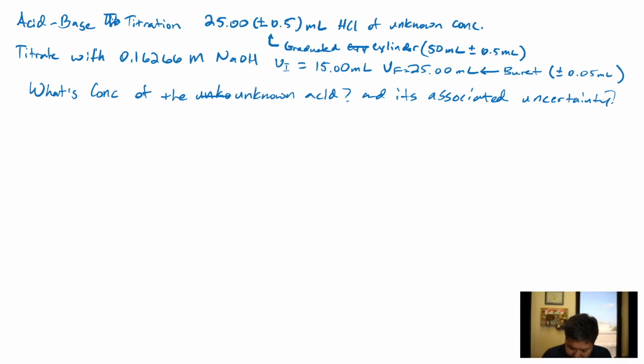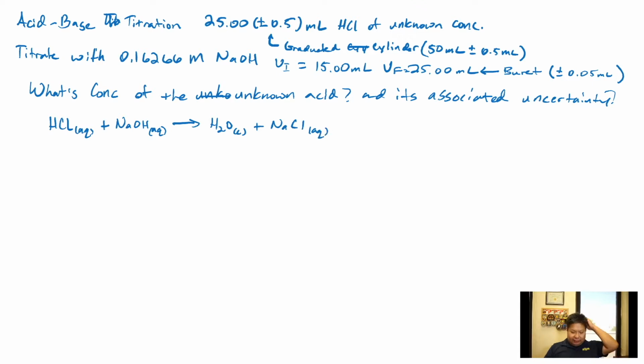So let's just do that, just so that we know what our balanced chemical equation is, and we know that since it's sodium hydroxide and hydrochloric acid, it's a 1-to-1 molar ratio, right? So it should be HCl aqueous plus NaOH aqueous becomes H2O liquid plus NaCl aqueous. Right, we always come back to Cl. We always come back to Cl.